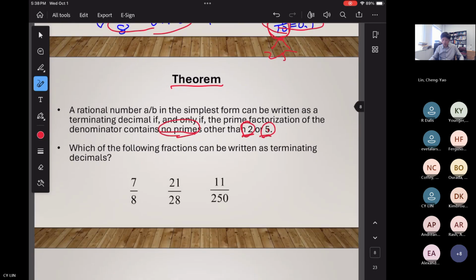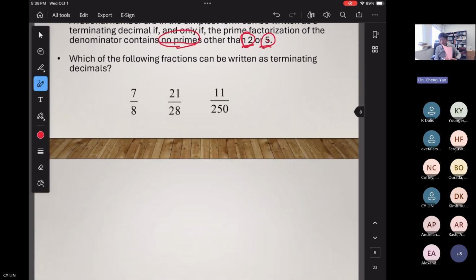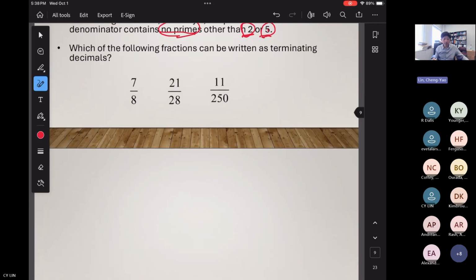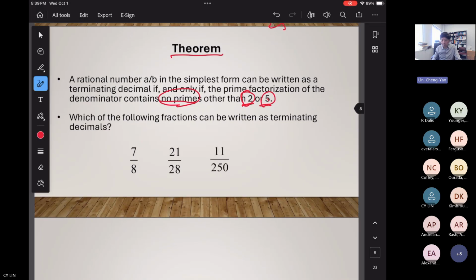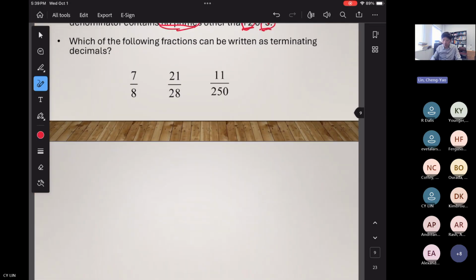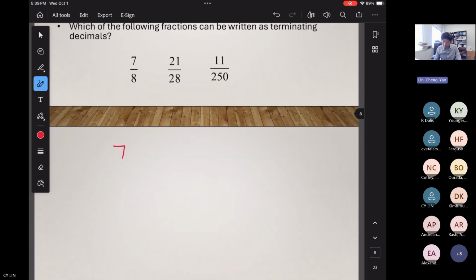So here is an example. We can examine this without doing the division, because the theorem helps us determine it. So 7 over 8, terminating decimal, yes or no? Yes, because 8 is divisible by 2. 8 is actually 2 and 4, and 4 is 2 and 2.